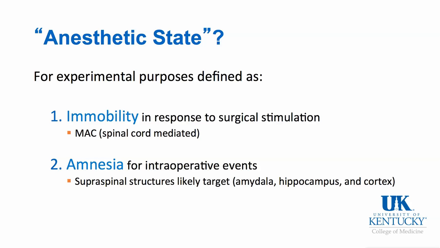In fact, you can decerebrate a rat and clamp their tail before and after decerebration, and the amount of anesthetic to keep them from moving to that tail clamp is basically the same, suggesting that MAC is really spinal cord mediated, immobility is spinal cord mediated. While remembering things obviously has to involve structures in our brain that are very important to processing memory: amygdala, hippocampus, and cortex. These supraspinal structures are likely the target for inhaled anesthetics causing amnesia for intraoperative events.